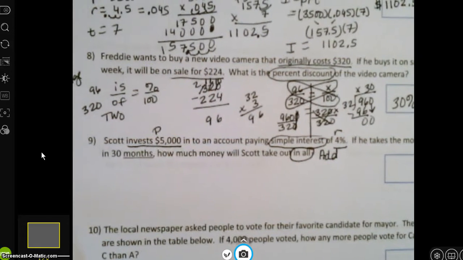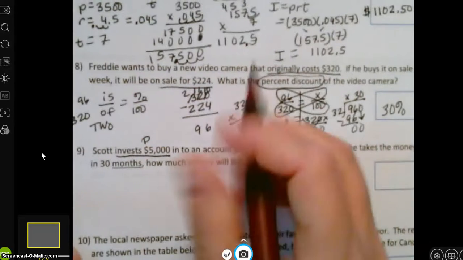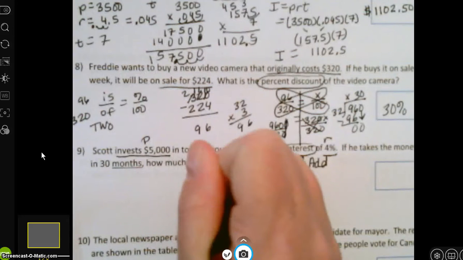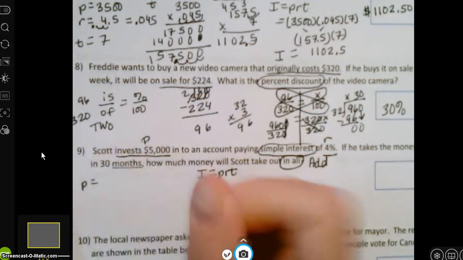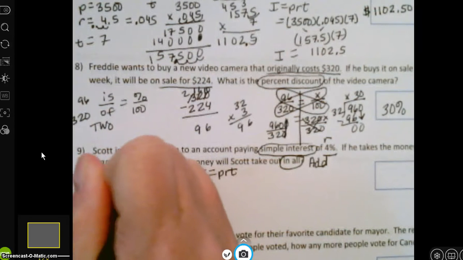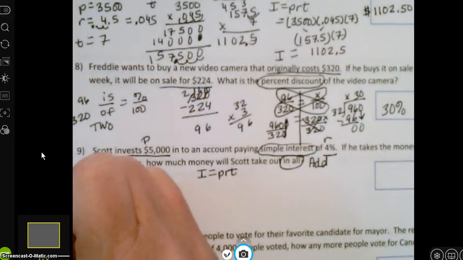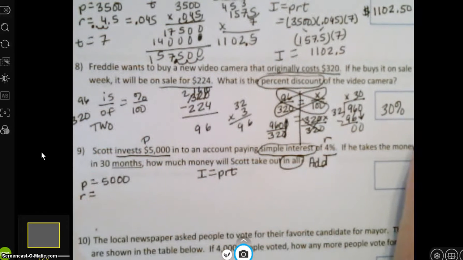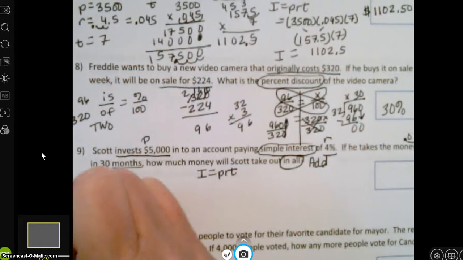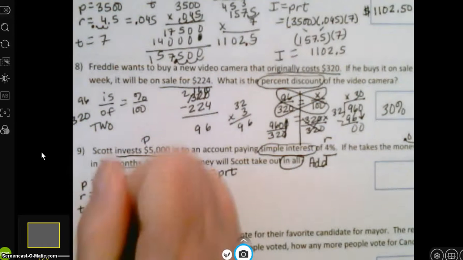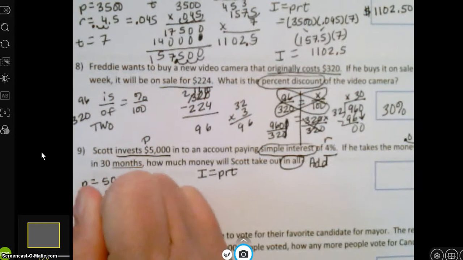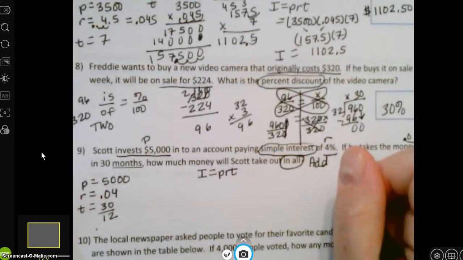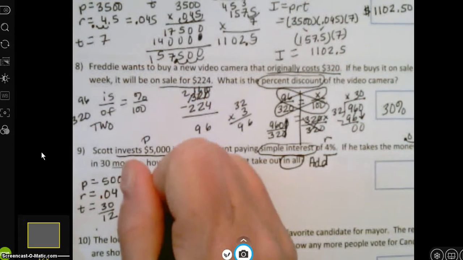So we have a couple things that make this a little bit more tricky. We have I equals PRT, because it's simple interest. The principal, that's easy enough, $5,000. The rate, 4%. I move it 1, 2, so 0.04. Here's the tricky part, 30 months. Remember, if it's in months, we do 30 over 12. So I'm going to actually divide this and make it into a decimal.